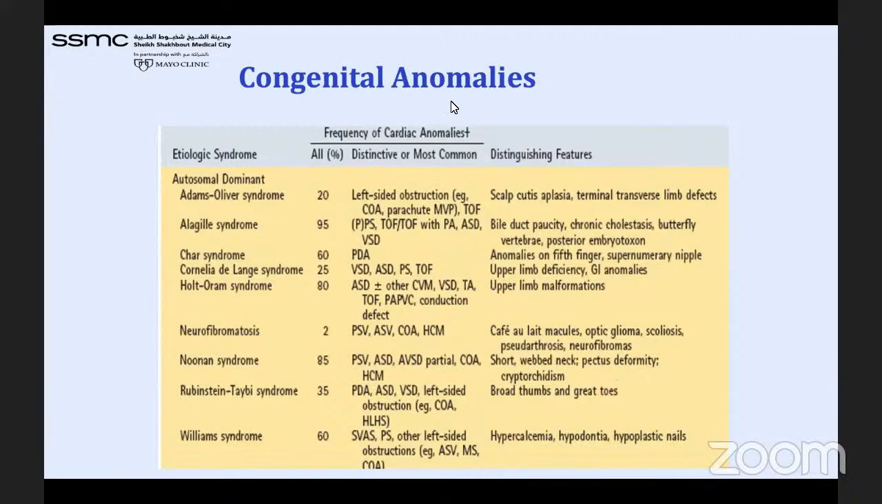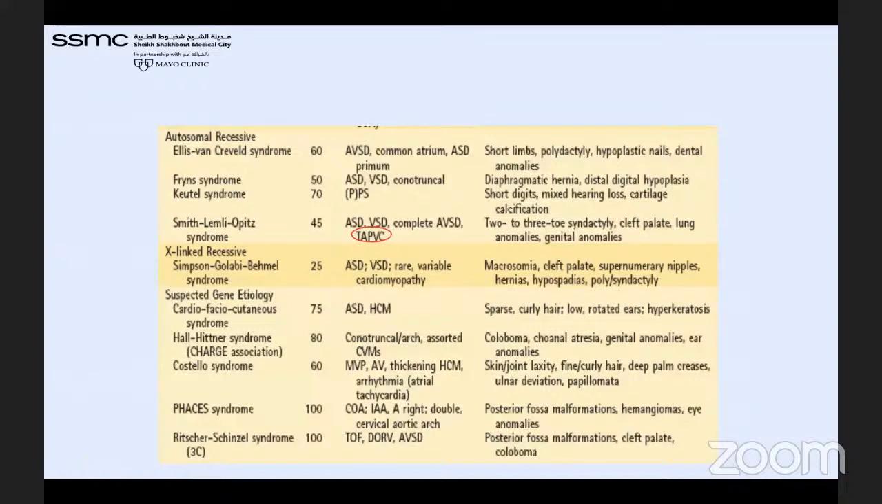The other thing is which congenital anomalies have which side effect or which cardiac defect. It is very important. Many MCQs ask about these things. So these are the syndromes or diseases or associations, and these are the cardiac diseases, and these are the distinguishing features. It is very important to know because they ask these types of questions many times.